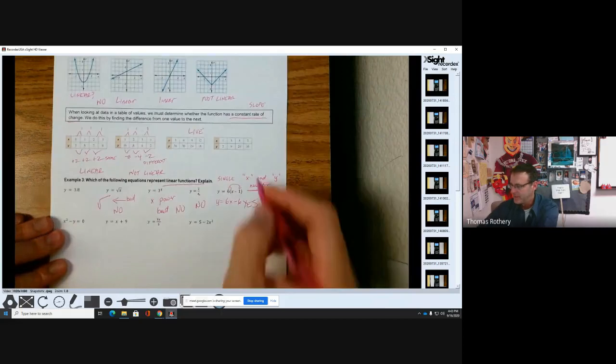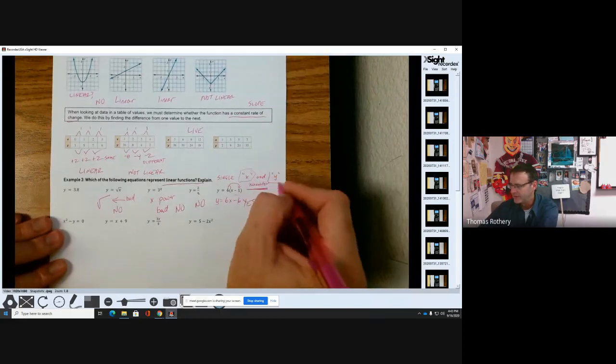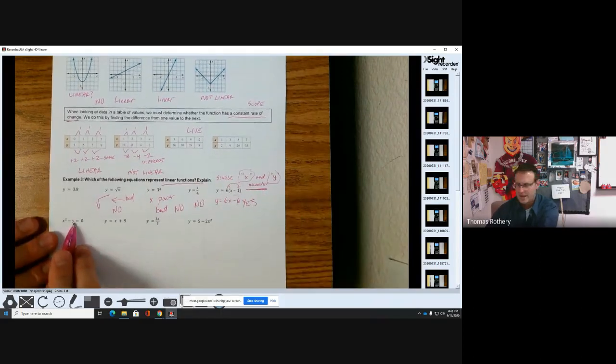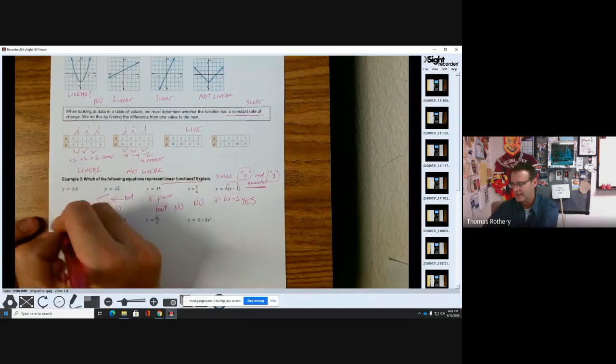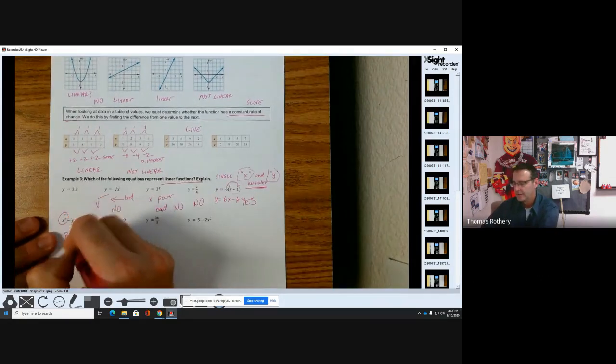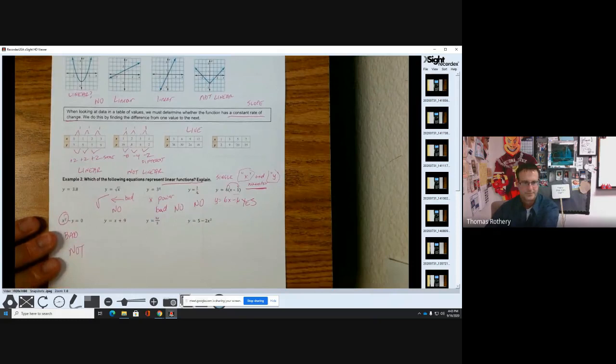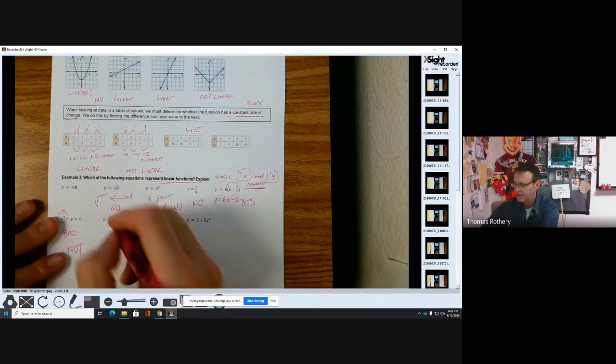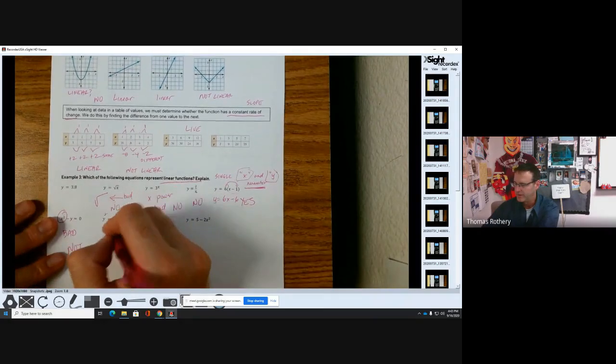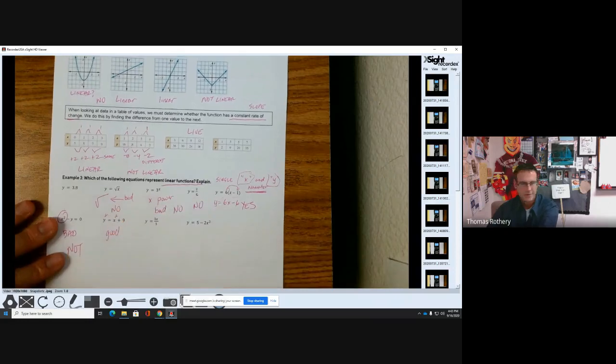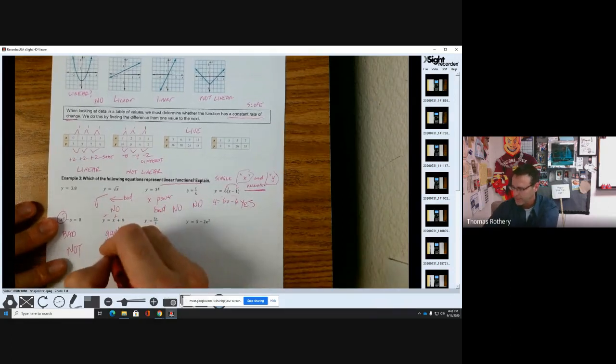Remember, a single x or a single y. So I have a y here, that's good, but I have an x squared. Yuck, bad, not linear. Here I have a single x and a single y. That's also good. Single x, single y, that's what I want. So that is a yes.